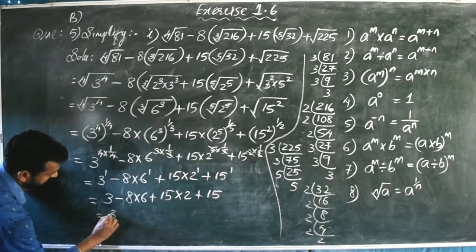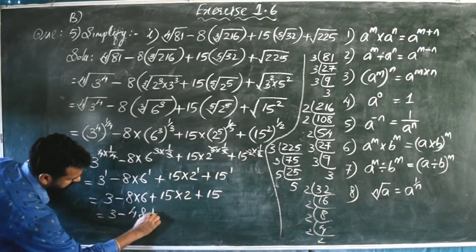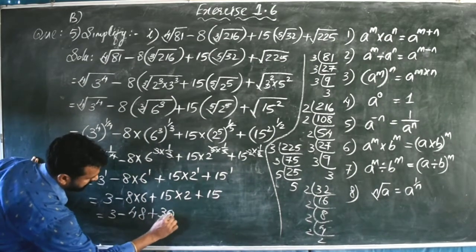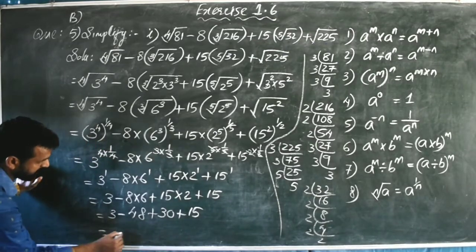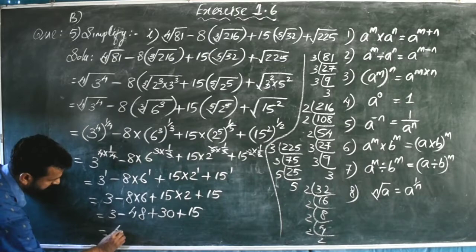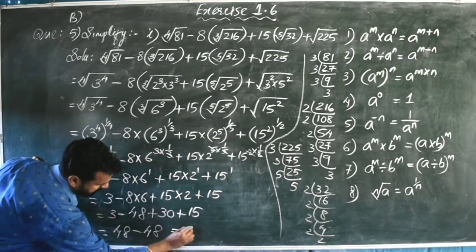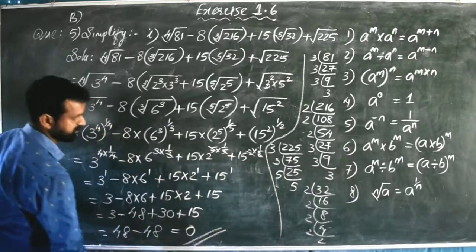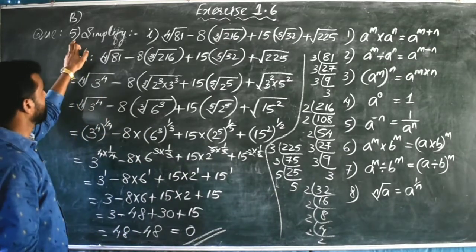That is equal to 3 minus 8 sixes are 48, plus 15 twos are 30, plus 15. Then that is equal to 30 plus 15 is 45, plus 3 is 48, and minus 48. 48 minus 48, what is the answer? 0. Okay, now question number 5.